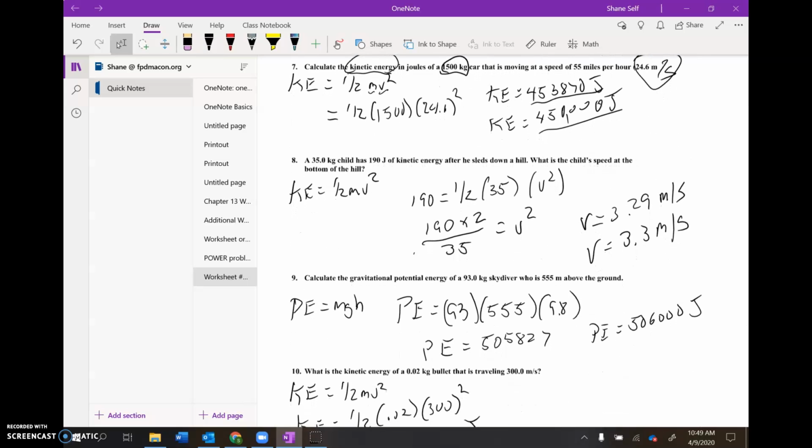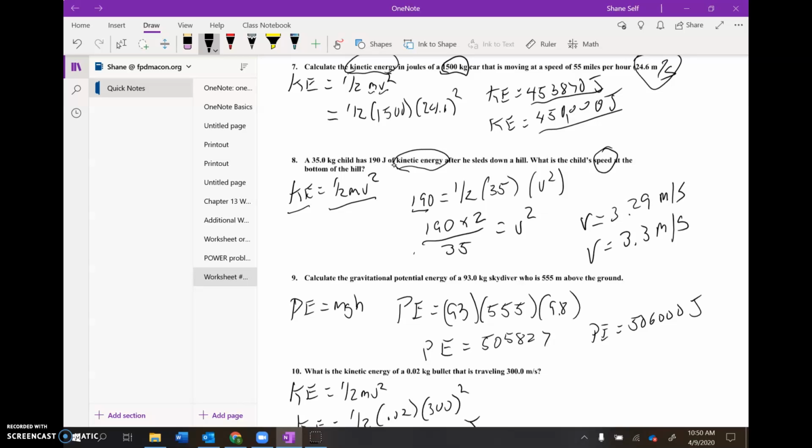Number 8. A 35 kilogram child has 190 joules of kinetic energy after he sleds down a hill. What is the child's speed at the bottom of the hill? They want speed, okay? This is the same thing as velocity. How do we know we have to use that formula? Because it's kinetic energy. Kinetic energy is equal to 1/2 mv squared. This is a little tricky. So they give us kinetic energy, which is 190.